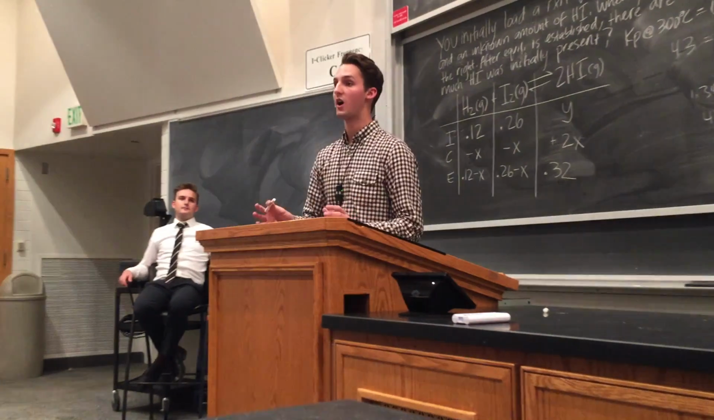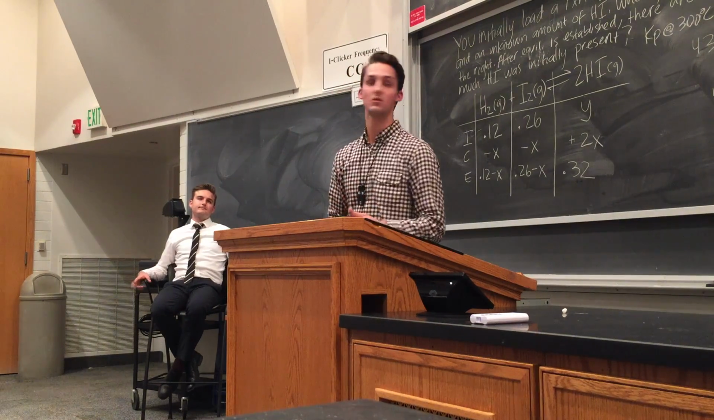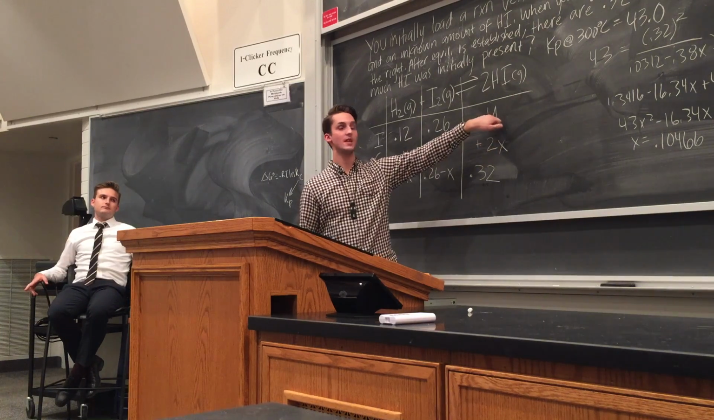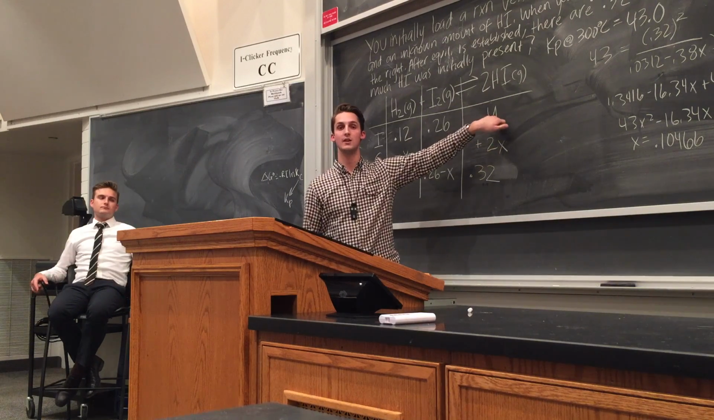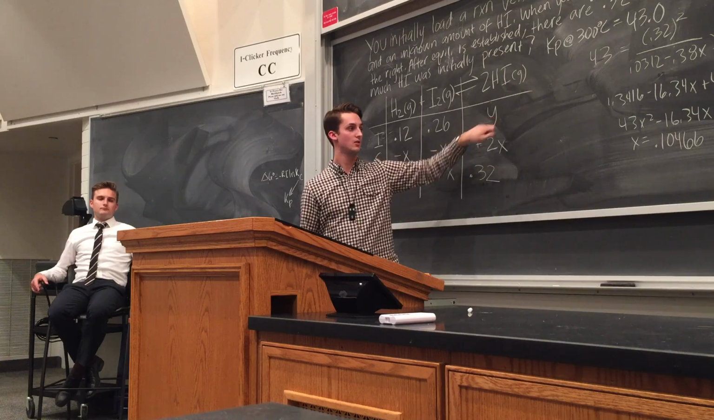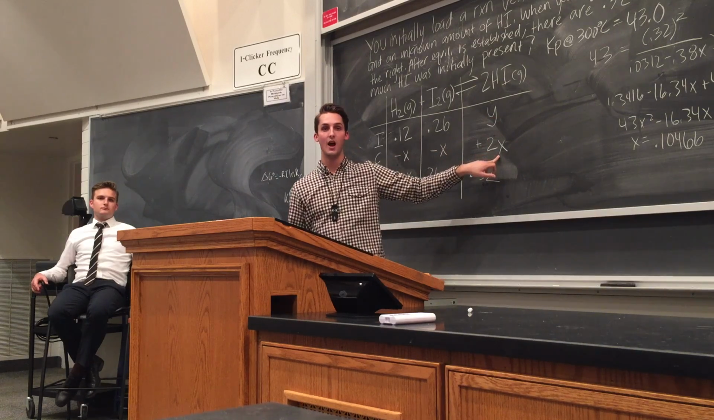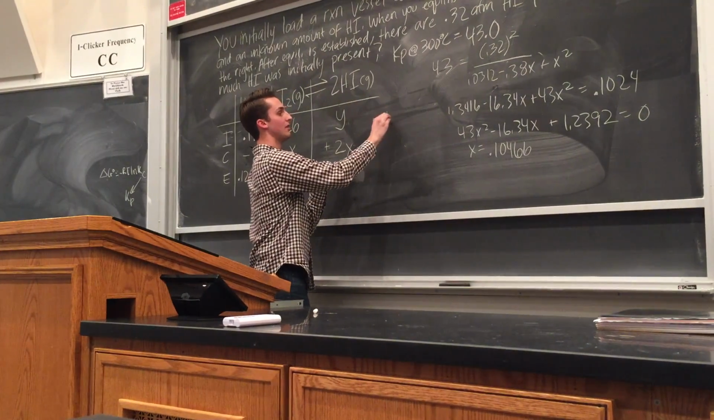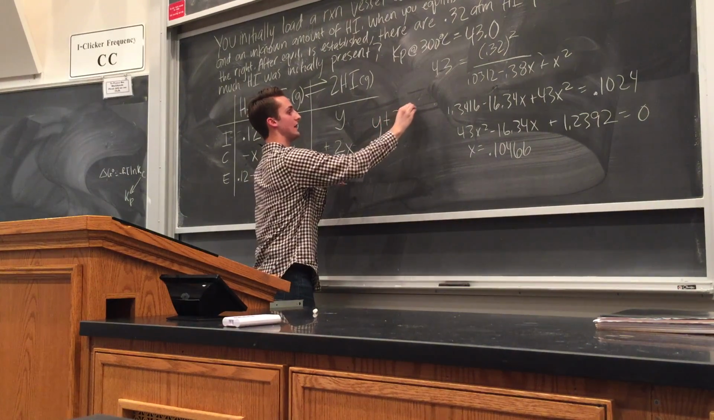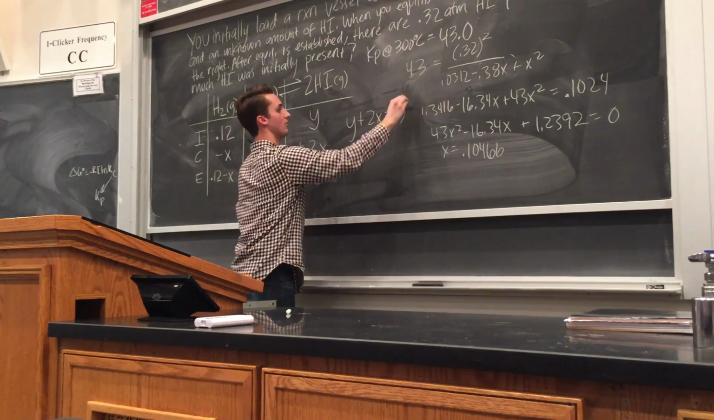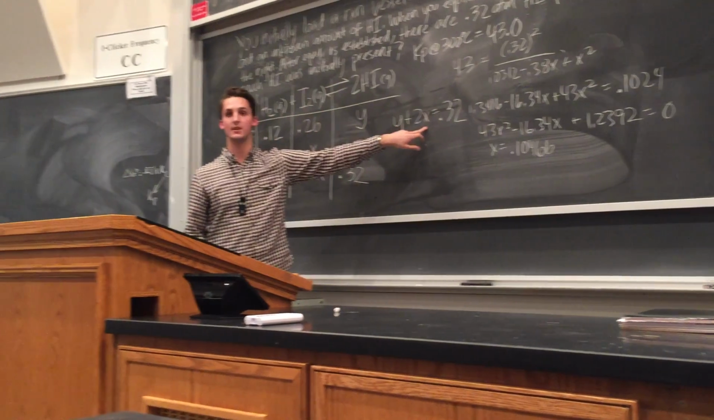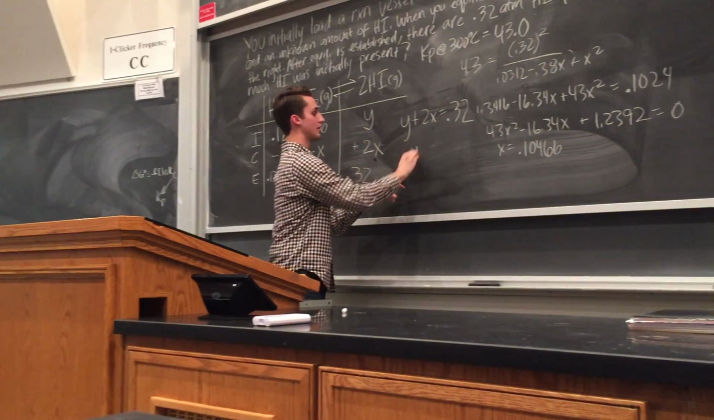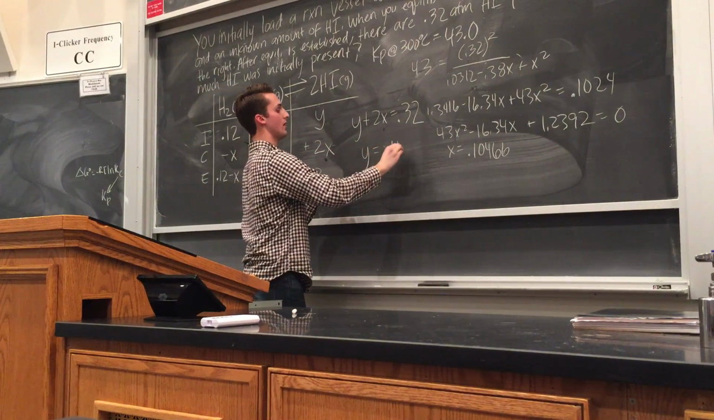So now, once we know our x, we can easily figure out what this is. So my end goal here is I want to find this y. I want to find the initial concentration of this. So if I have x, I can set up a little expression where y plus 2x equals 0.32. I plug x in here and then subtract it, and you should get y equals 0.11 atm.